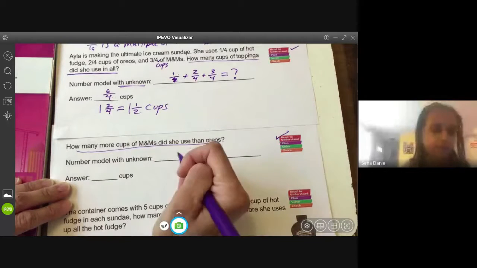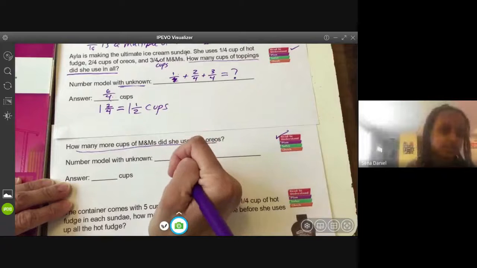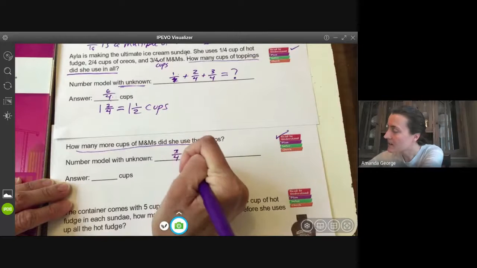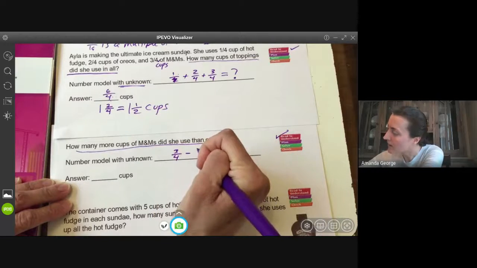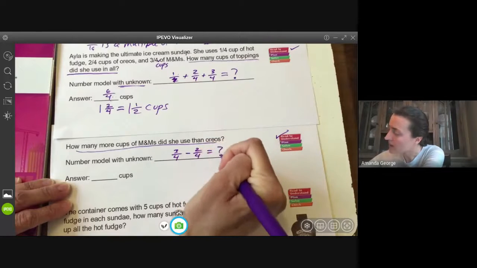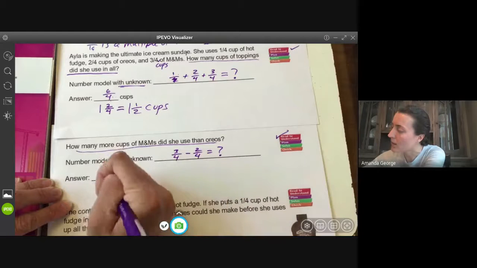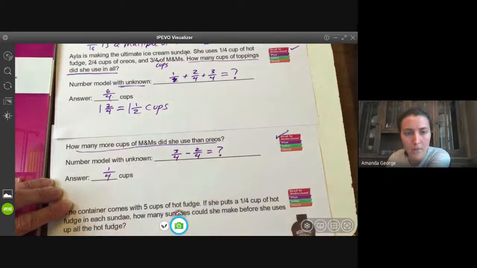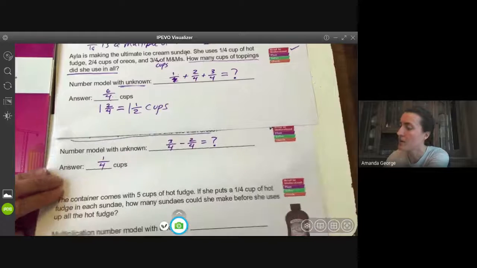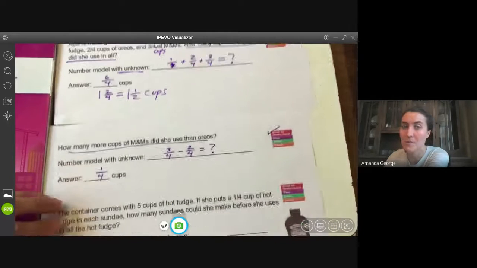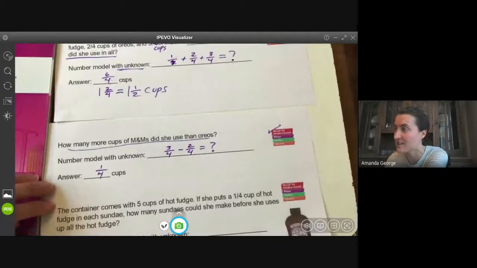3/4 minus 2/4 equals question mark. Excellent. Took the number of M&Ms minus the number of Oreos and has her unknown. And if we solve that, 3 minus 2 gives us 1/4 a cup more. Okay, and that answer seems to make sense. So let's do one more. This one, we're finally going to get to use our multiplication of fractions.